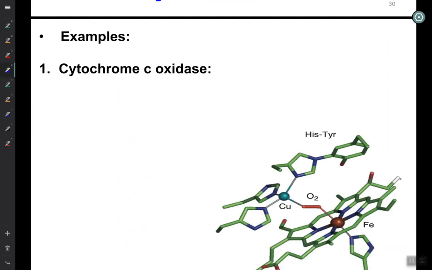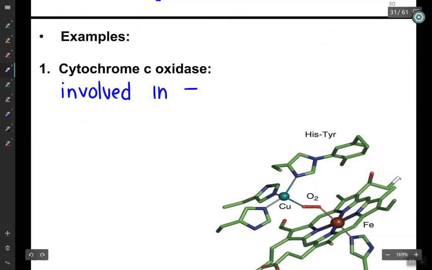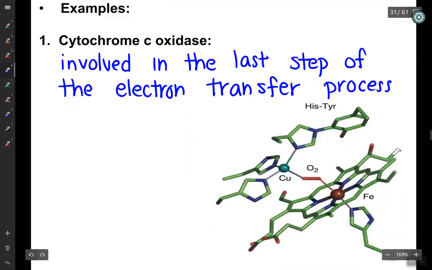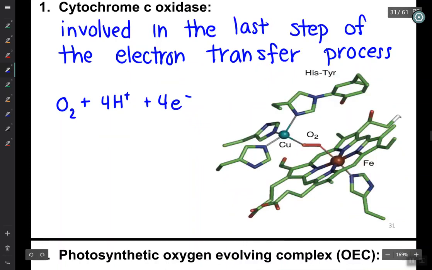One example is cytochrome oxidase. It is involved in the last step of the electron transfer process. And the overall reaction is O2 plus 4 protons and 4 electrons. And what's really unique about this enzyme is that it contains a mixed metal system. It's got copper and iron, and it reduces the O2 to 2 molecules of water.